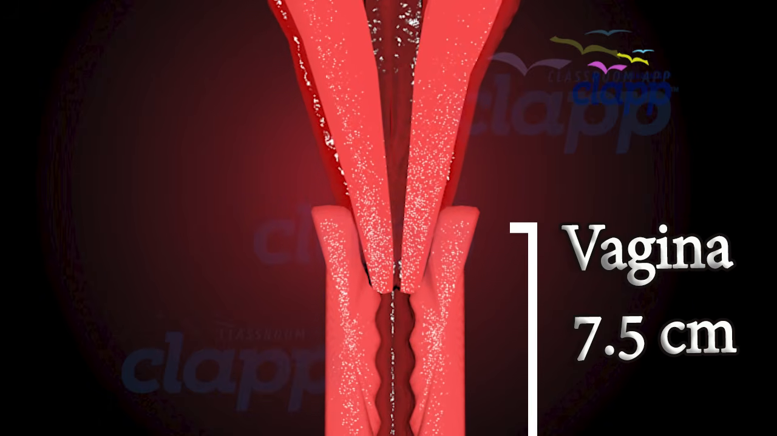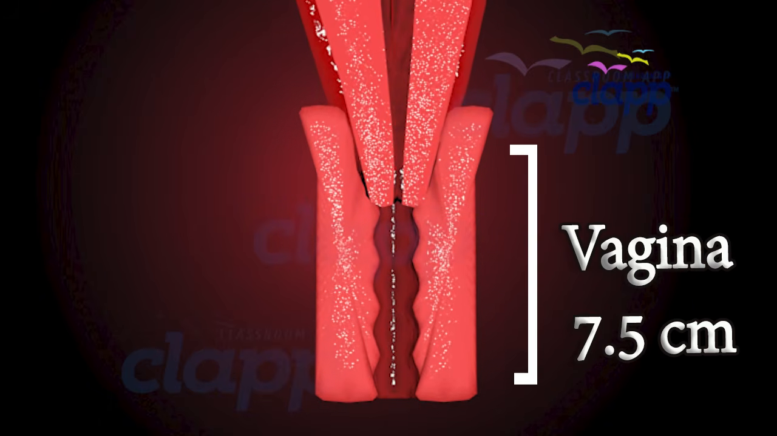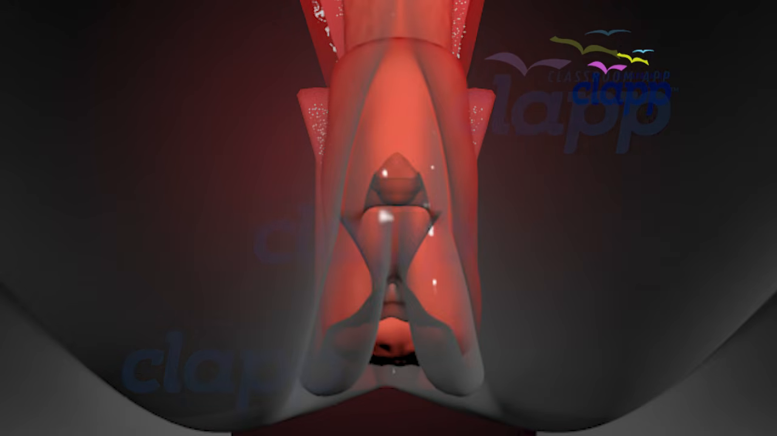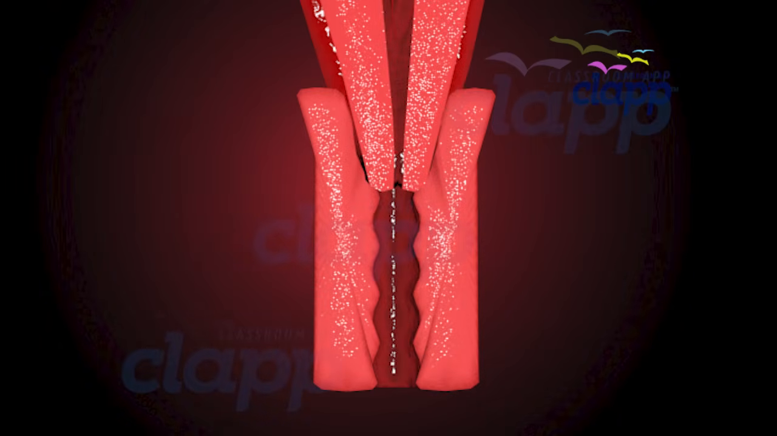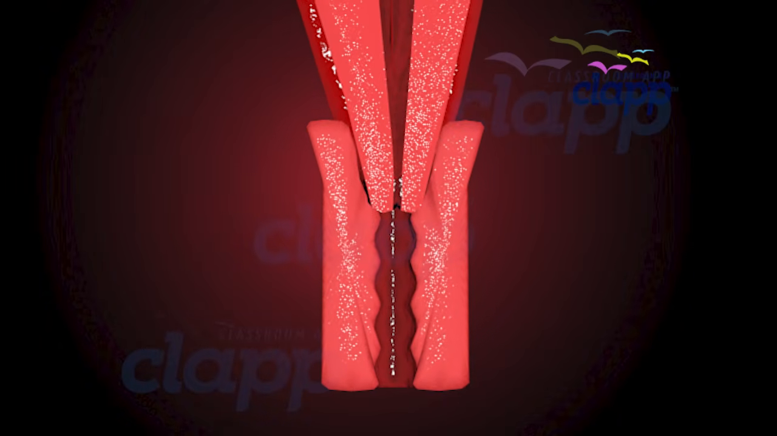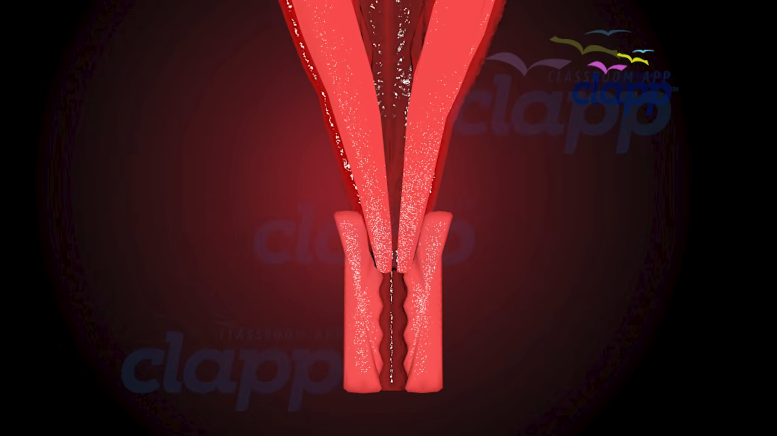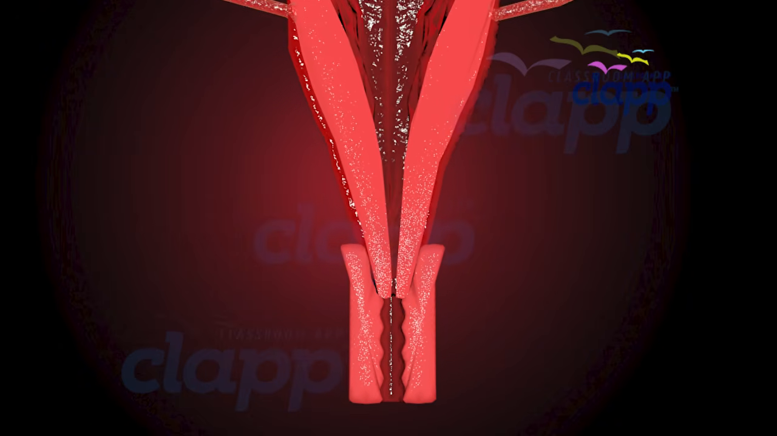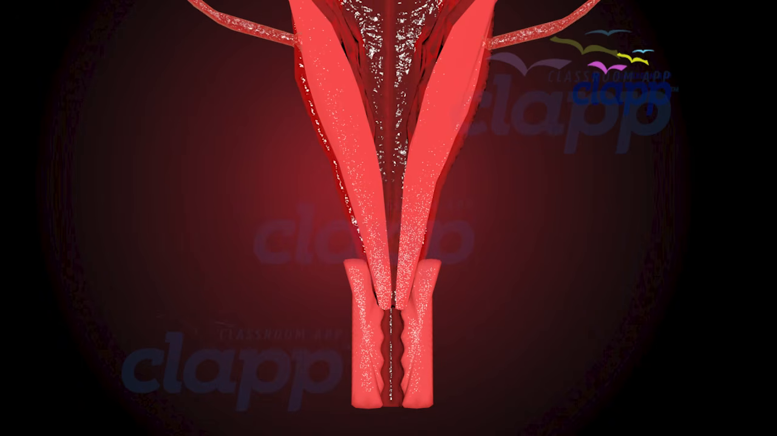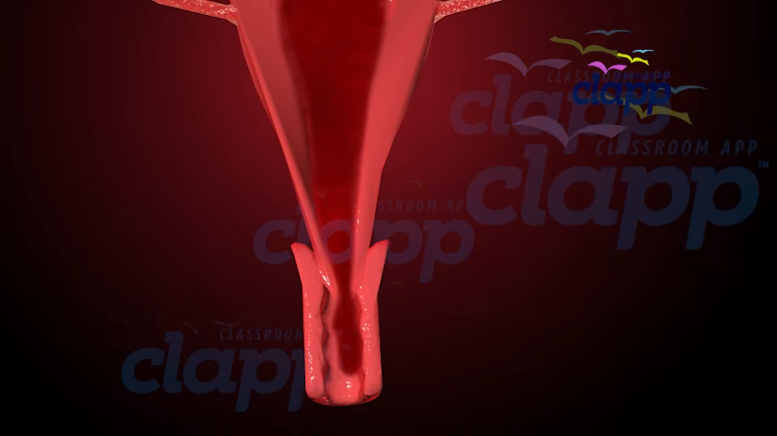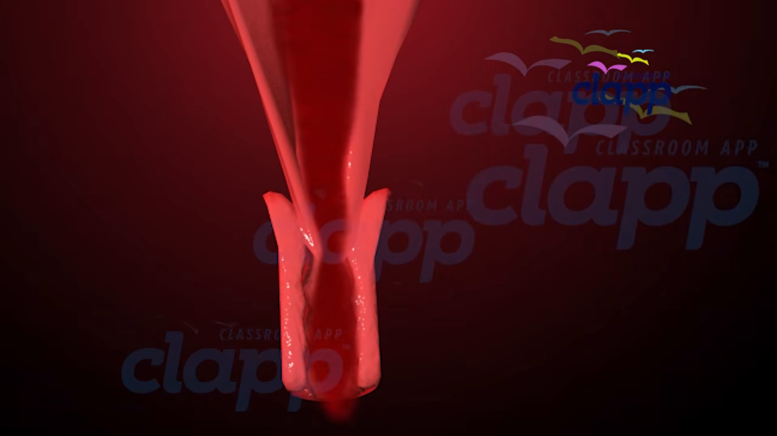Vagina is an elastic muscular tube, about 7.5 centimeters long, that connects the cervix of the uterus to the exterior of the body by the vaginal opening. The cervical canal along with the vagina forms the birth canal. During menstruation, the menstrual flow exits the body via the vagina. Menstruation is a woman's monthly normal vaginal bleeding, often called the period.